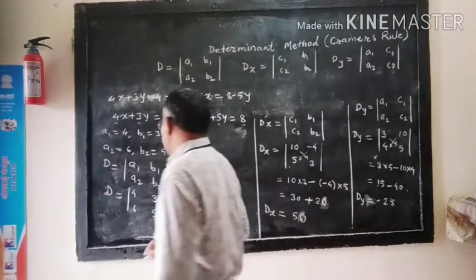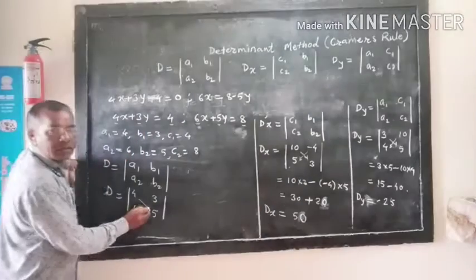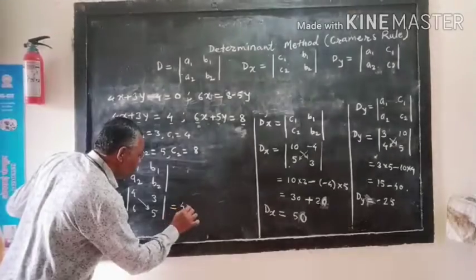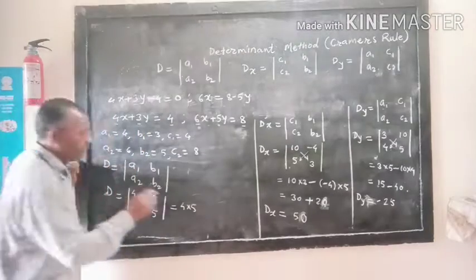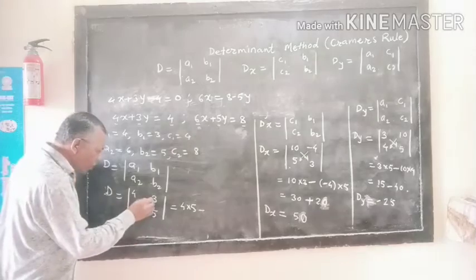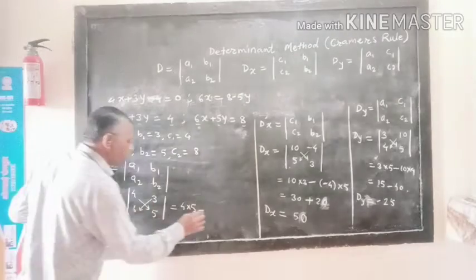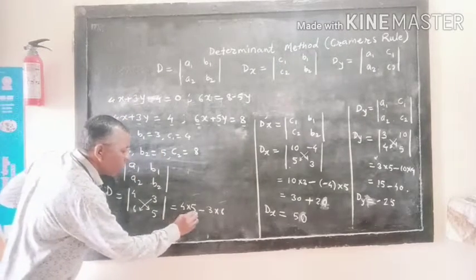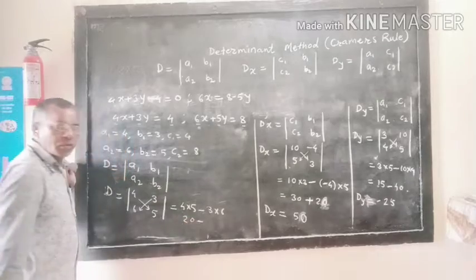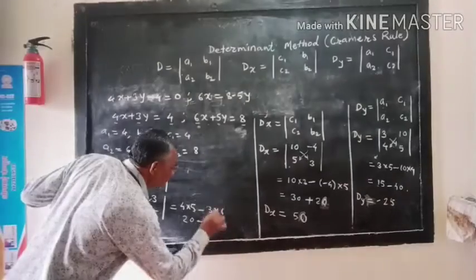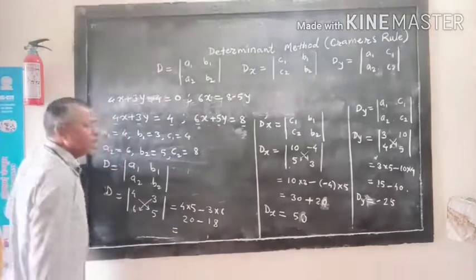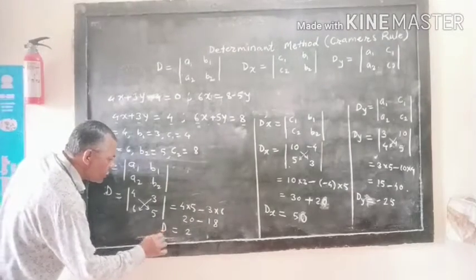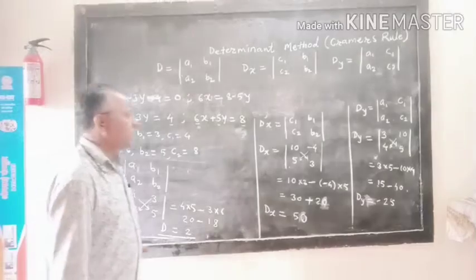You have to multiply this 4 into 5. I will write here is equal to 4 into 5. Sign will be minus here. And you have to multiply this 3 into 6. Now see the multiplication. 4 into 5 is 20 minus 3 into 6 is 18 here. Therefore, it becomes or is equal to 2 only. That is, D is 2. It is the answer of D here.